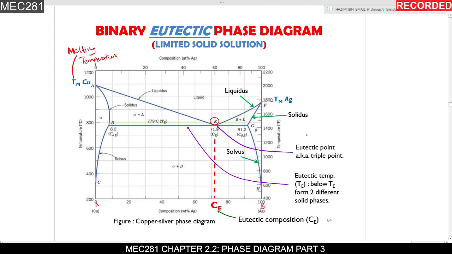So that point gives us the information of the melting point temperature. The eutectic point is still the same, the triple point here.